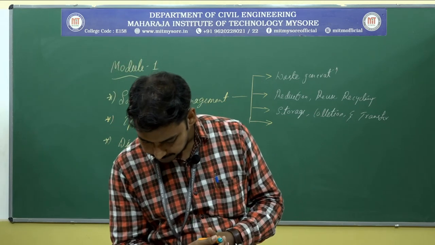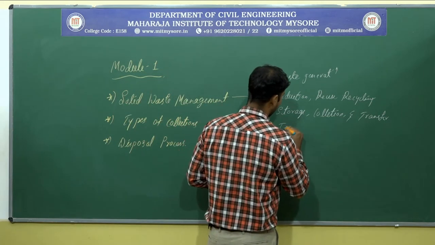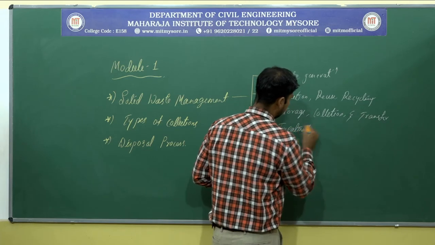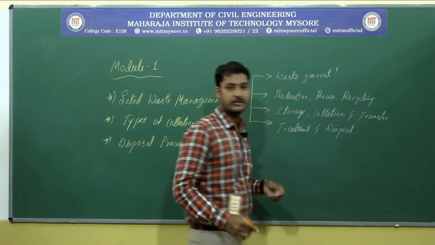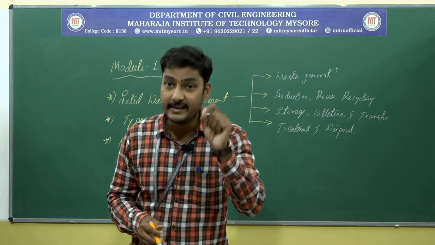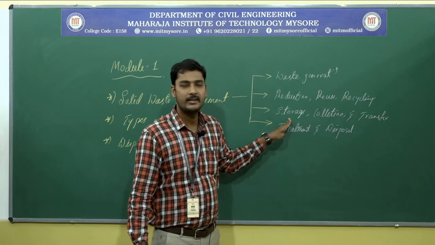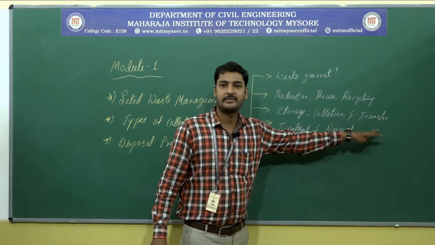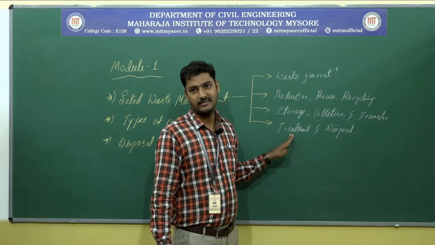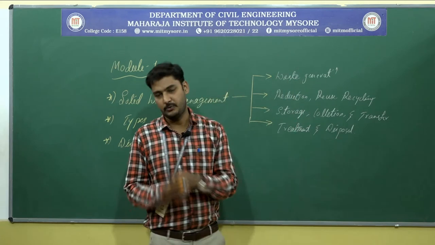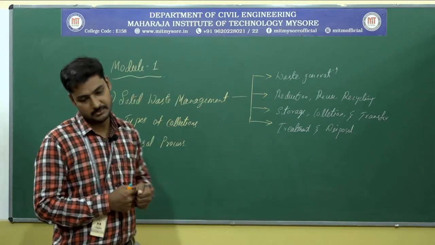Then the fourth one is treatment and disposal. So the fourth stage is treatment. Once that entire process is clear, we have collected it, decided on storage, collected it in a proper manner, transferred it to the main yard, and then from the main yard to the treatment plant, okay. There we need to treat it, and then we need to dispose of it. So, these are the basic 4 stages involved in solid waste management, okay.